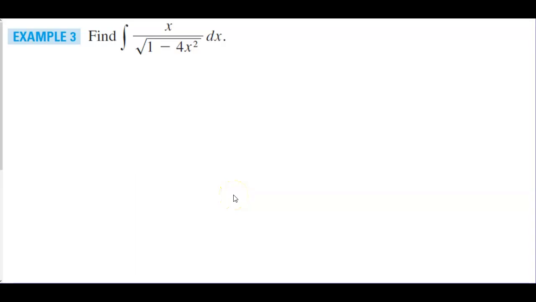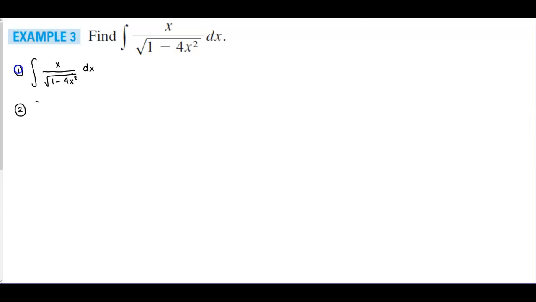Example 3. We want to find the integral of x divided by the square root of 1 minus 4x squared dx. Okay, so let's go ahead and write out that integral. So we have the integral of x divided by the square root of 1 minus 4x squared dx. Okay, so what we're going to do is we're going to rewrite this.